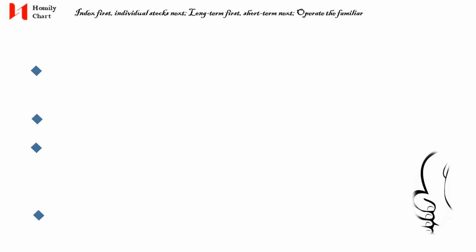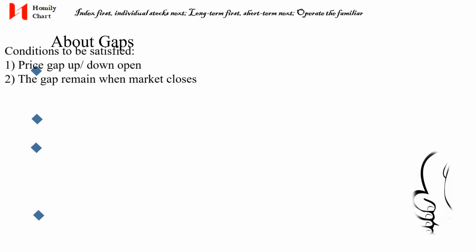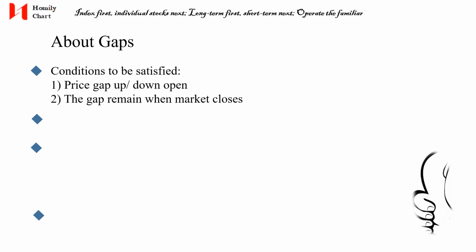Okay, so firstly, if we want the gap to be successfully formed, usually we need two conditions to be satisfied. Firstly, the price should gap up, open for an upward gap, and or gap down, open for a downward gap, right? This is the first condition. But there is a second condition, which is the gap must remain when the market closes.